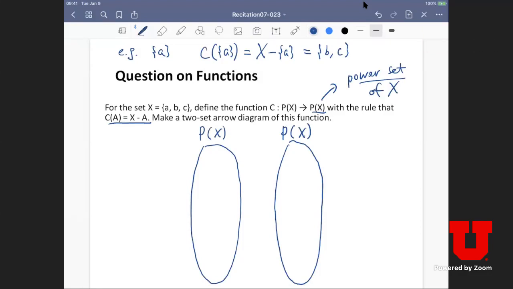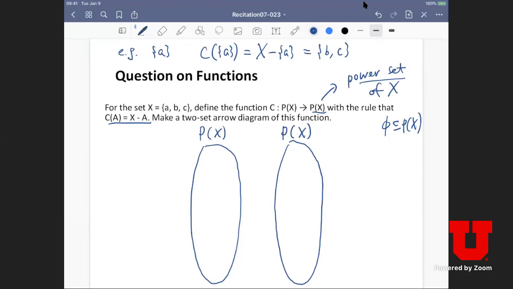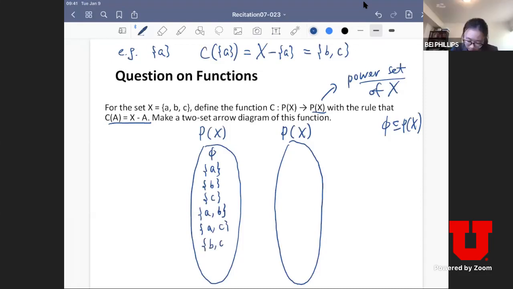So in the power set, would it include the empty set? Yes, power set is a very important part. Power set includes the empty set. Okay, go ahead. What is in the power set? So there's the empty set and A with brackets around it, and B, C, A B, A C, and B C. Oh, and then there's also A B C, I guess.